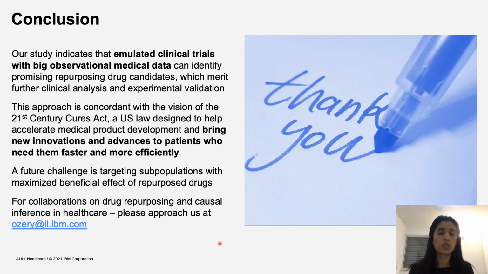So a future challenge for us is to make the computation more precise, targeting a subpopulation with maximized beneficial effect for the repurposed drugs. And we are very interested in collaborating on drug repurposing and causal inference in general for healthcare. So if you're interested, please approach us.